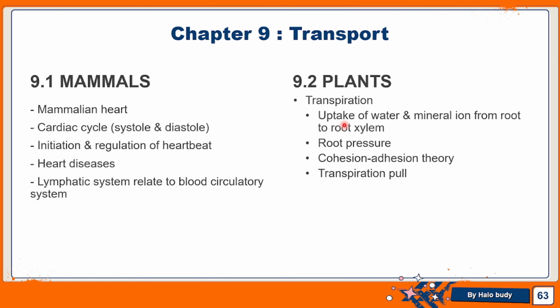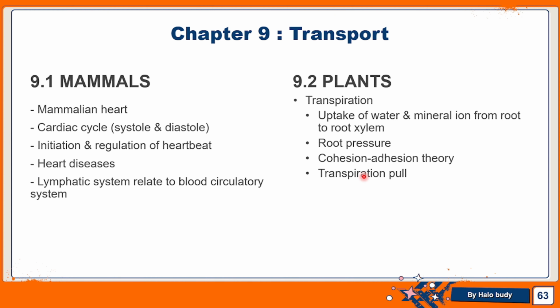And then next, you need to learn about the mechanism of transpiration, how our plant takes the water. We know that, especially for the woody plant, the plant takes the water from the root. So how the water can be absorbed by the root and transported up to the leaf. This is the transpiration mechanism, including the uptake of the water and mineral ion from the root to the root xylem. So how the plant's root can absorb the water to the root xylem. And then after that, you need to learn how the water and mineral ion in the root xylem can be transported upward up to the leaf.